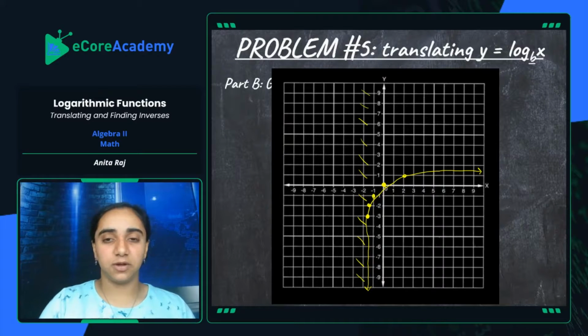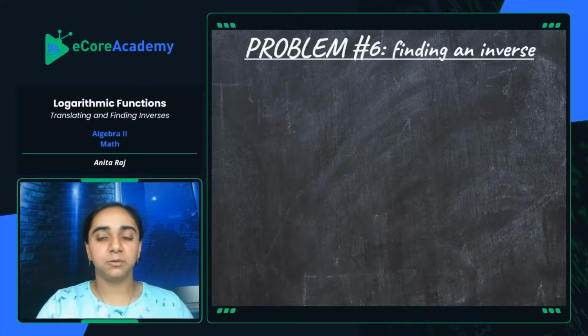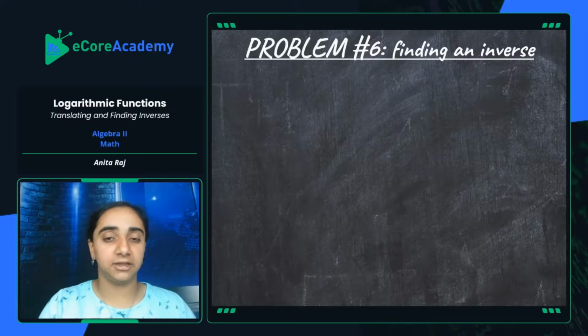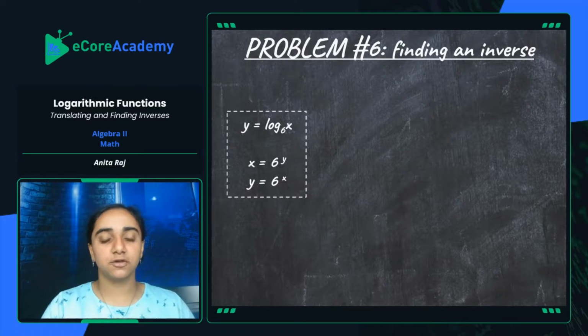And that's it for this problem. For our last problem, we're just going to be discussing how we find inverses. We'll be looking at 3 really simple log functions and then finding the inverses of each of them. So the first one is y equals log base 6 of x, and in this case you can see there are no translations at all, so it's pretty straightforward.